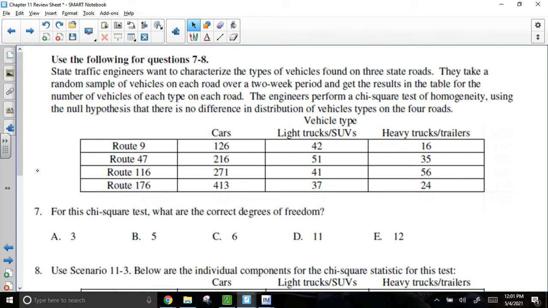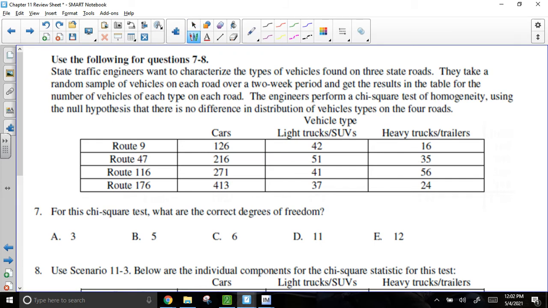The engineers perform a chi-square test of homogeneity using the null hypothesis that there is no difference in the distribution of vehicle types on the 4 roads. So basically they took a random sample of cars, they took a random sample of SUVs, and they took a random sample of heavy trucks and trailers, and they're comparing those amongst the different routes that they're taking. So question 7 says, for this chi-squared test, what are the correct degrees of freedom?